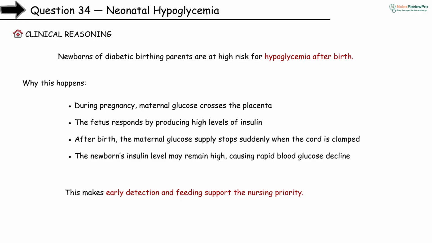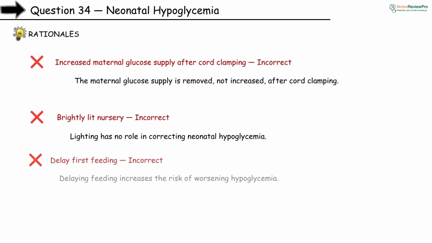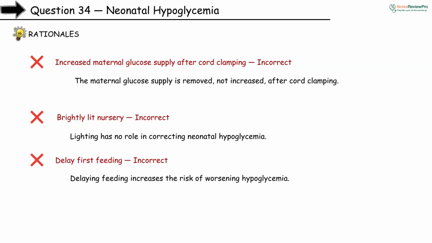Let's quickly address the incorrect options. Delayed closure of the ductus arteriosus, not related to glucose regulation. Increased maternal glucose after cord clamping. Incorrect. The glucose supply is actually removed after birth. Brightly lit nursery. No effect on glucose levels. Delay the first feeding. This is dangerous. It increases the risk of worsening hypoglycemia.